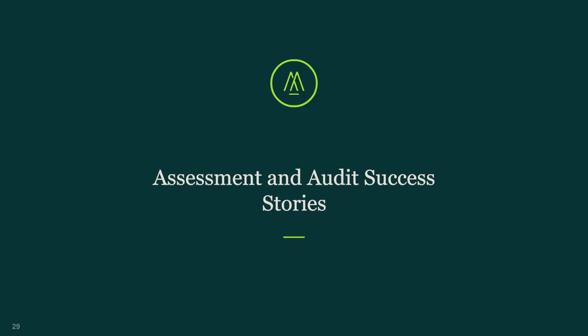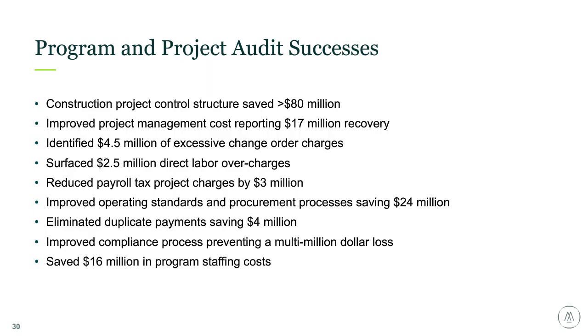Assessment and audit success stories. That's one of the fun things about this job, is you typically have great successes and you see the spectrum of people that are looking just to continually improve or those that they're in over their head and they're looking for help. So they get the direct benefit from these audits and assessments. So here, we'll just go through some of these. Construction project control structure, saved $80 million. Improved project management cost reporting, $17 million recovery. So that's probably where they were overstaffing the program when the project was winding down and they redeployed the resources to other things to make sure that they're not getting overcharged.